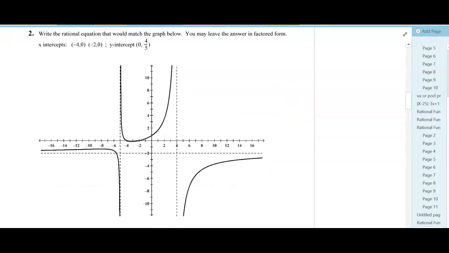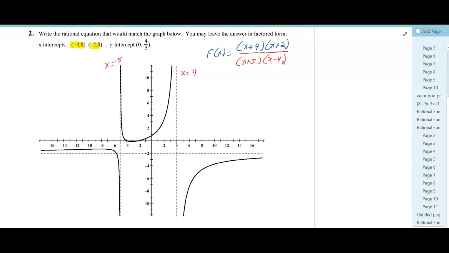Let's take a look at problem number 2. If you want to pause the screen and try it on your own first, please do so. We have these x-intercepts, so we know the function will have x plus 4 and x plus 2 in the numerator. We have vertical asymptotes at x equals 4 and x equals -5, so the denominator will be x plus 5 and x minus 4. The directions of the function are opposite, so those exponents are odd, so most likely they're going to be 1s.